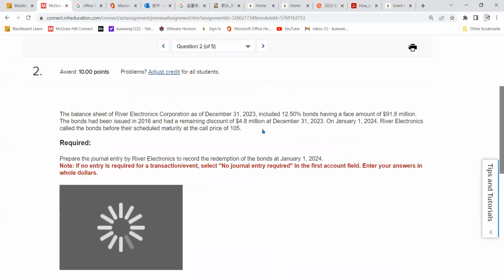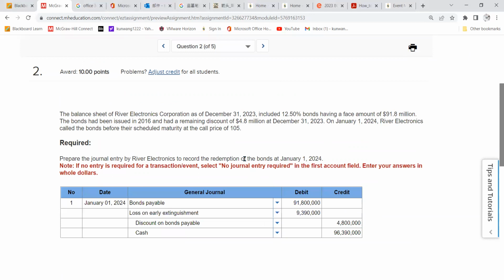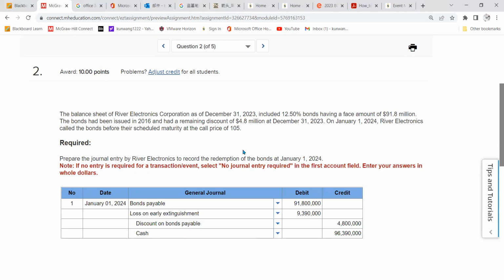The second question is a straightforward one, trying to demonstrate or practice how to determine the gain or loss when you retire a bonds payable early, which means we call the bond back. The book calls it early extinguishment. For early extinguishment, we need to compare the outstanding balance for the bond with the calling price, how much we are paying to call the bond. So normally you have gains or losses.